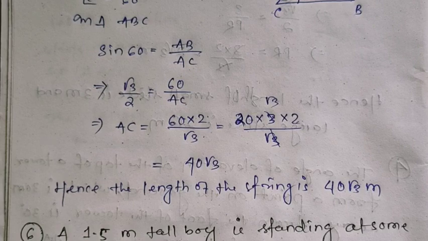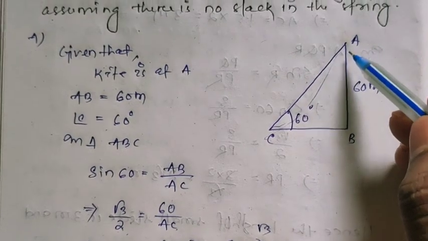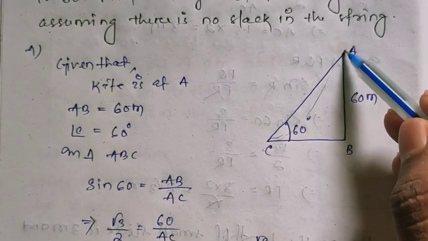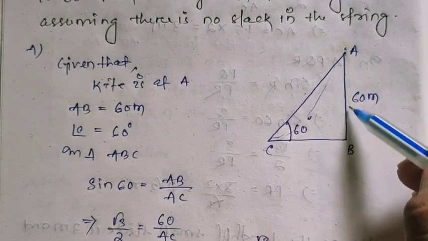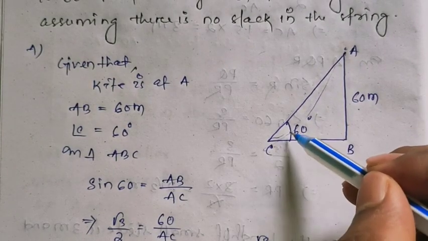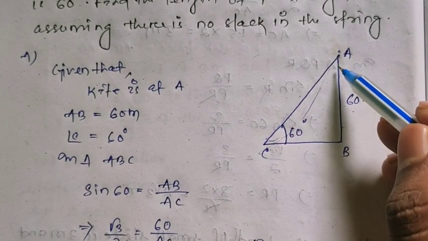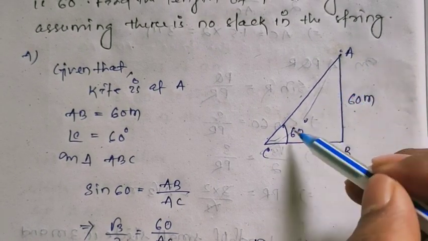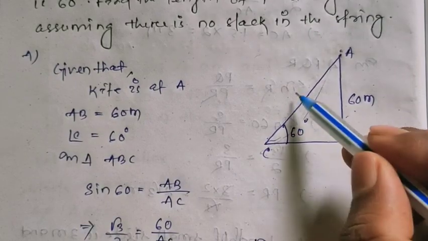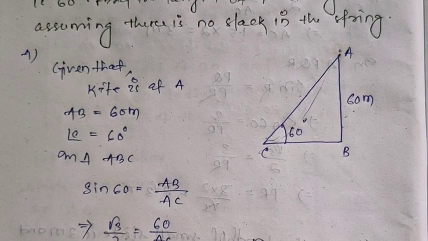Understand? Okay, let's revise again. It is given that a kite is flying at a height of 60 meter and tied to a point C, and the angle of elevation is 60 degree. We have to find out the length of the string. So from here I can write sin 60 is equal to 60 by AC, from where I can easily calculate AC. Understand?